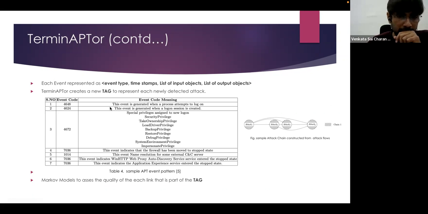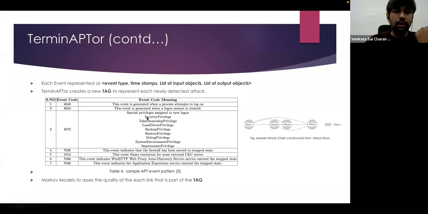So you can see that 4648 means a login session happened. Somebody is trying to log on to the victim machine, and 4624 means the successful login session is created. And after the successful login session, 4672 happens. That means a series of sensitive privileges got escalated on this victim machine, like security privilege, ownership privilege, load driver privilege, backup privilege, restore privilege, debug privilege, set environment privilege, and impersonate privilege. So all these privileges got escalated after the login.